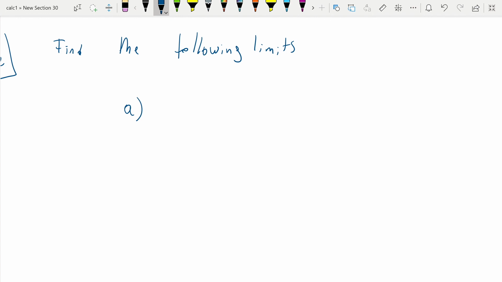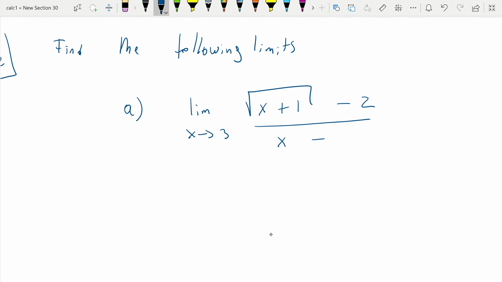A simple one. Let me just start with a simple one. What is the limit when x approaches 3 of, say, the square root of x plus 1 minus 2 divided by x minus 3.